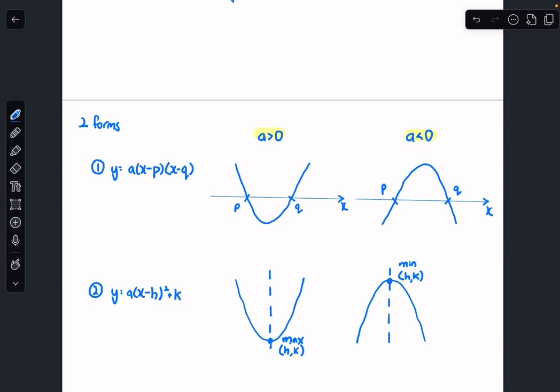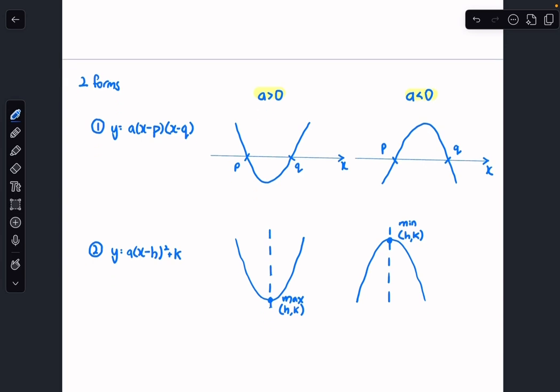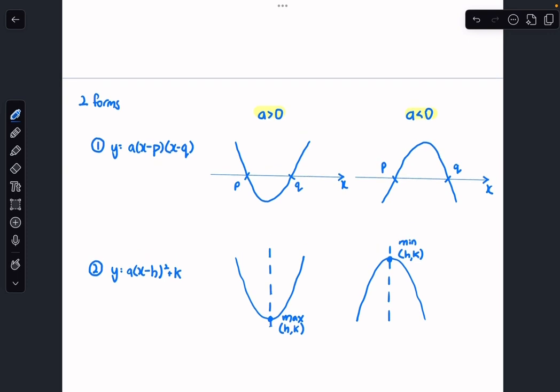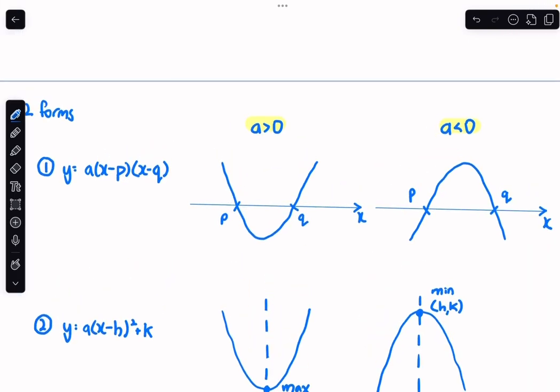So quadratic functions can usually be expressed in two forms. And also, when the coefficient of x squared is more than 0, which is positive, we have a happy face. And when the coefficient of x squared is less than 0, we have a sad face.